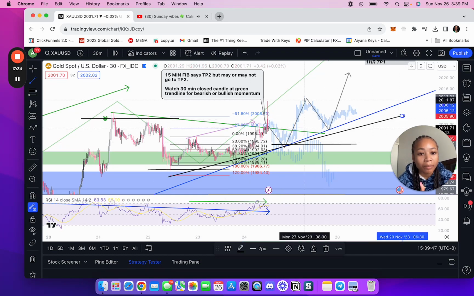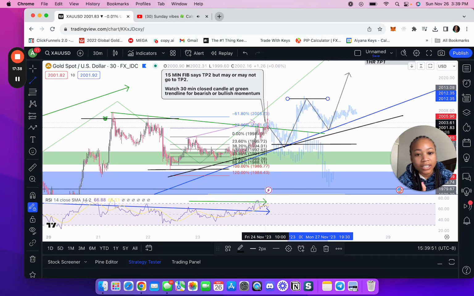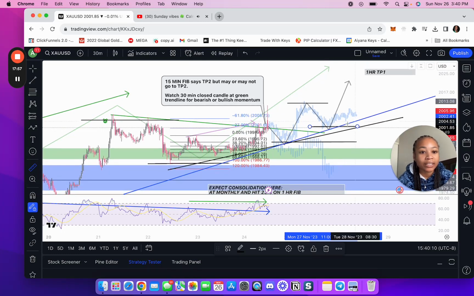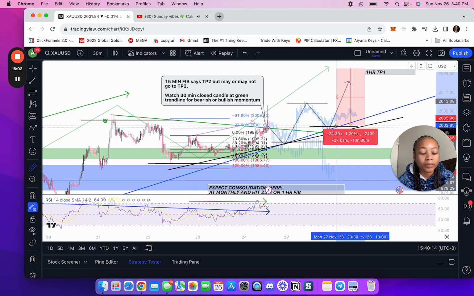Now we come up and another high is made. It's higher than this high, right? Then we come back down here. Then I see this low is higher than that. That's still showing me that we are in an uptrend. So now I'm seeing higher lows being made, higher highs being made, and we have a retest. It's a no-brainer to get in and take it up to TP1. And that'll be 243 pips.